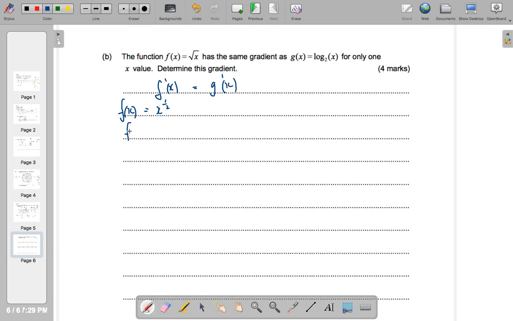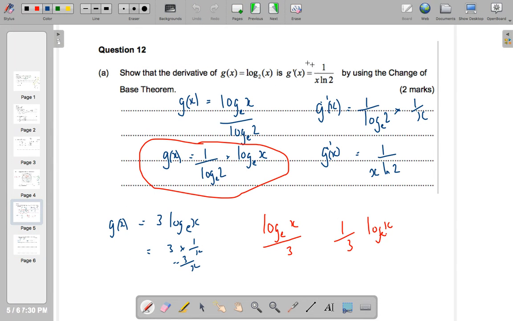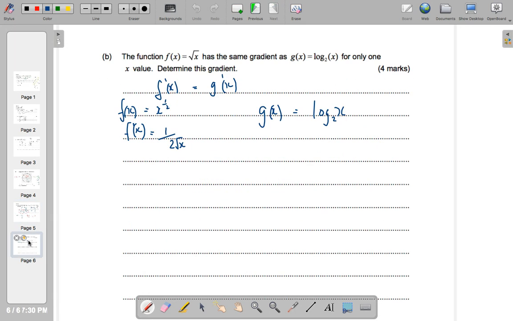So f dash x there will equal 1 over 2 x to the negative a half, which is 1 over 2 root x. Okay, so that's the derivative there. So g of x, as we know, is log x to the base 2. We now know from the previous question that its derivative is 1 over x log 2 to the base e. Okay, that's from the previous question.